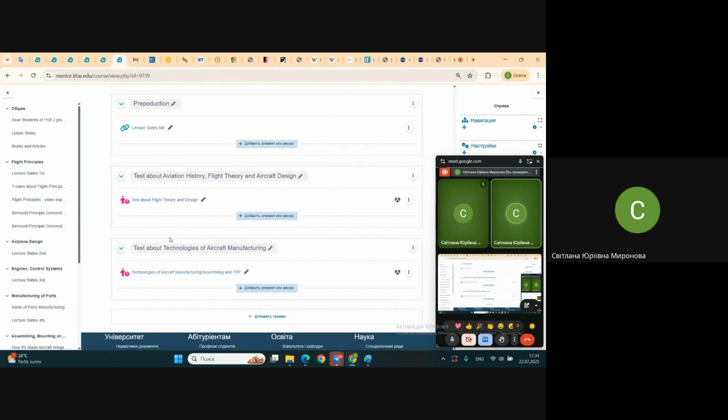Each test has 25 questions. One test covers practically everything: aircraft, flight history, flight theory, aircraft design, and so on. Another one is especially about aircraft manufacturing, aircraft manufacturing technologies. It's a so-called multiple-choice test, so you select one of the options. In case you did it correctly, you get plus 1 point to your score. It's maximum 50 points. As I said, it's your final examination.